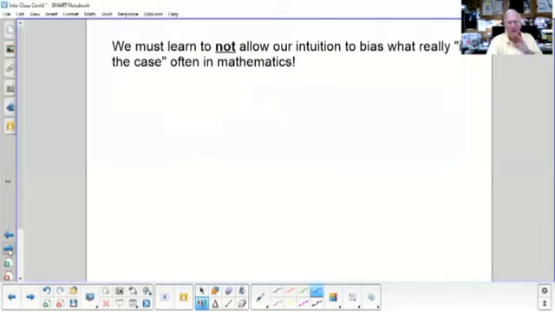You know what? We must learn not to allow the intuition that we have from things we've experienced in the past to bias what really is the case, often in mathematics, okay? As for example, that coincidence problem we just discussed. I'm going to give you an example to look at that involves this concept of letting our intuition bias what we think will really happen. Let me show you.